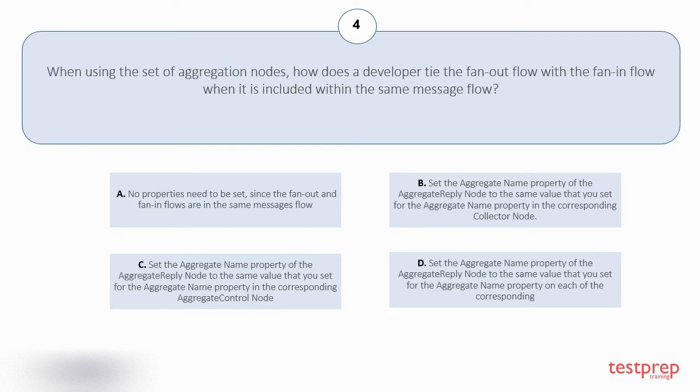C. Set the aggregate name property of the aggregate reply node to the same value that you set for the aggregate name property in the corresponding aggregate control node. D. Set the aggregate name property of the aggregate reply node to the same value that you set for the aggregate name property on each of the corresponding. The correct answer is option C.